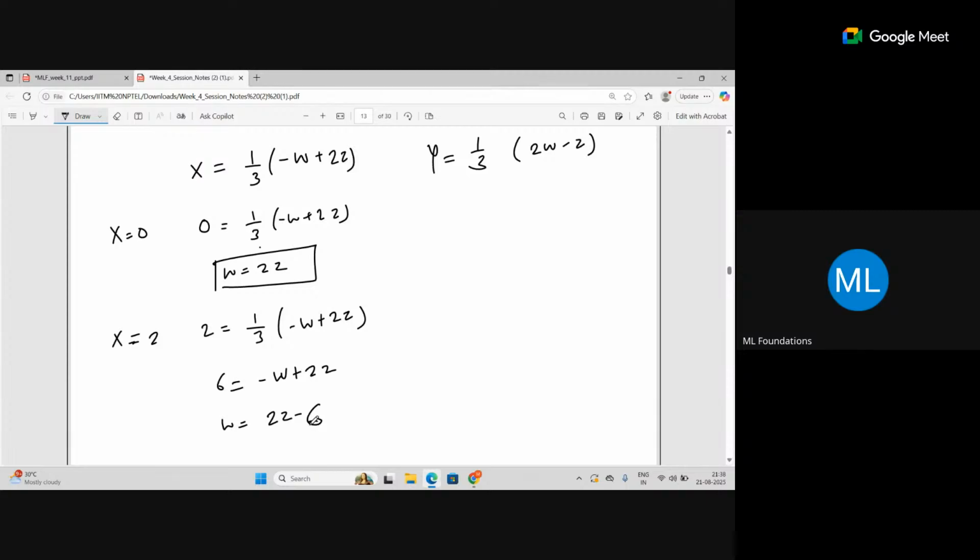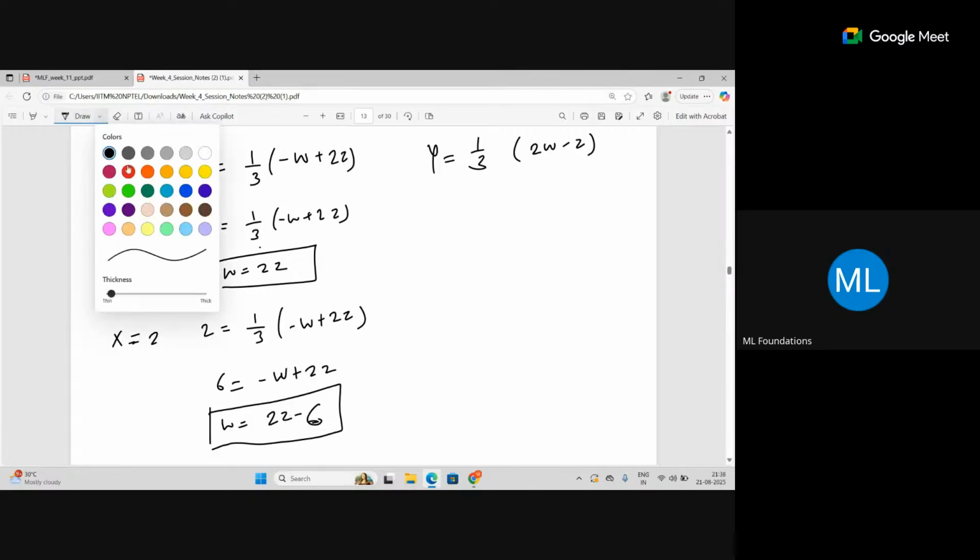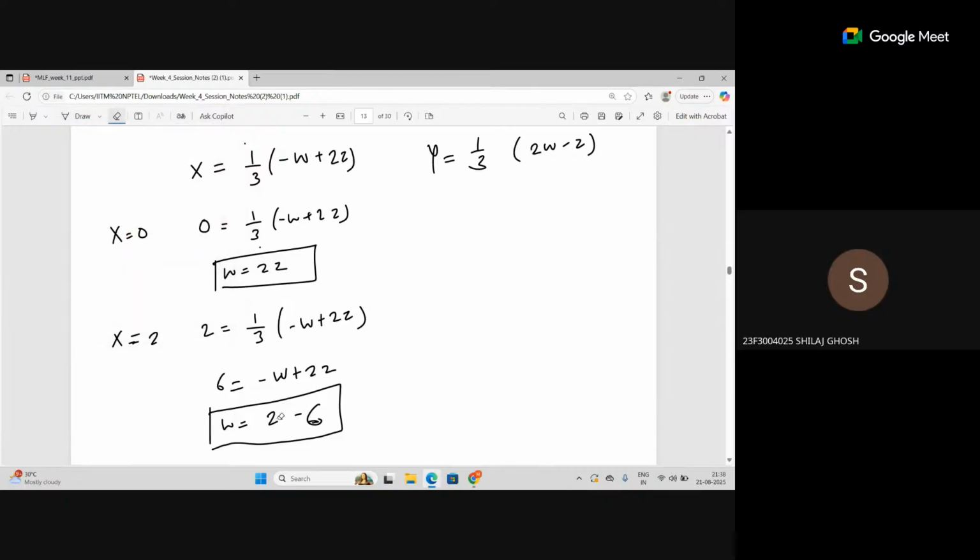Is that fine? You are not getting confused between 2 and z, right? It almost looks the same, but no. I think that's why I'm speaking, but yeah, I'm not able to distinguish it.